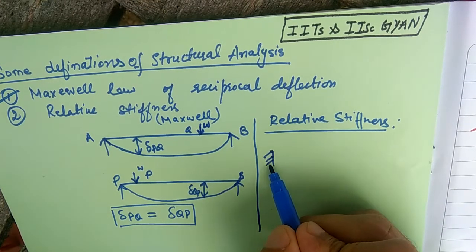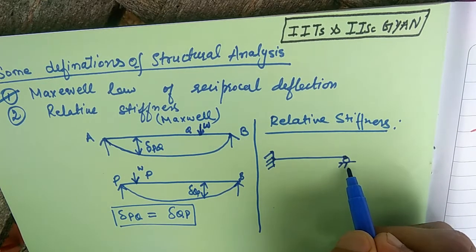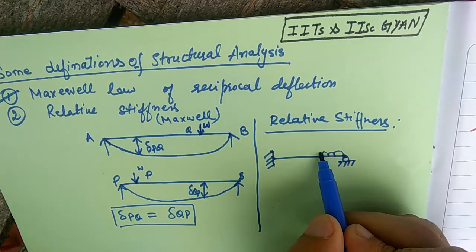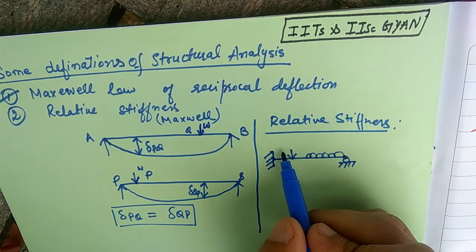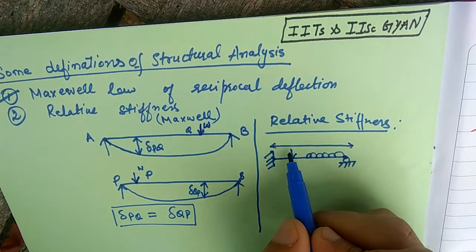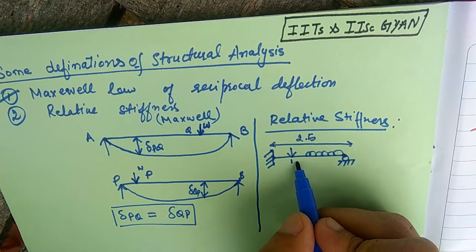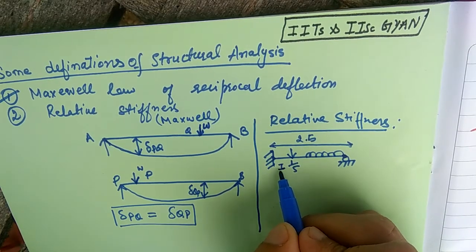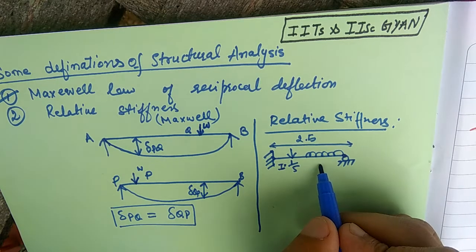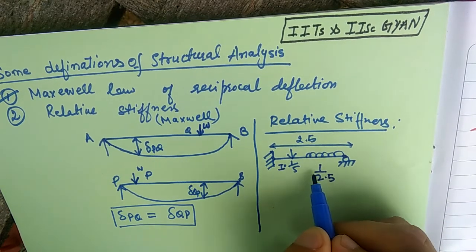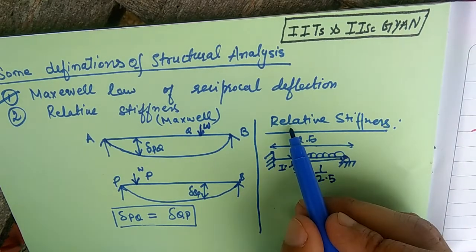this is a fixed beam and this a rolling support. Half UDL acts, any point load, total length is 2.5, this is 1 by 5, the moment of inertia of this beam, and this is a length, 1 upon 2.5. So what is relative stiffness?